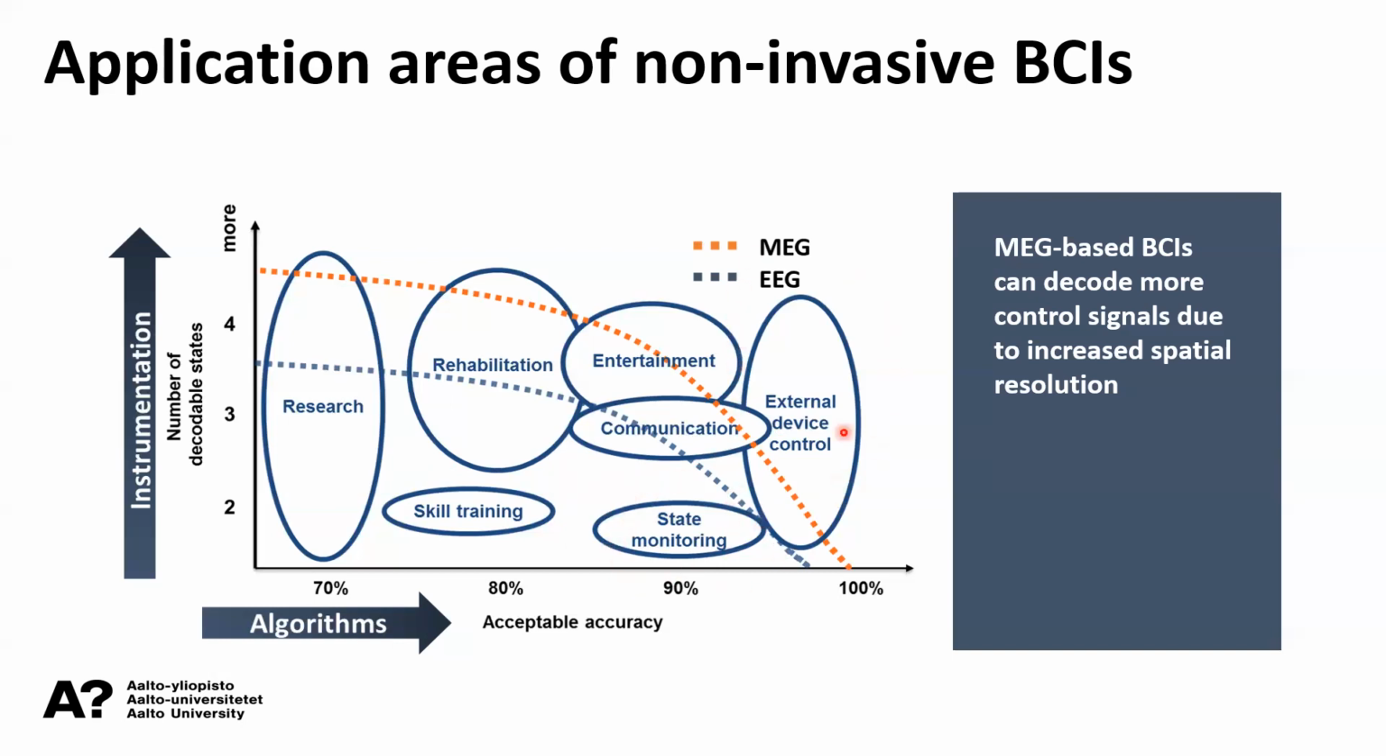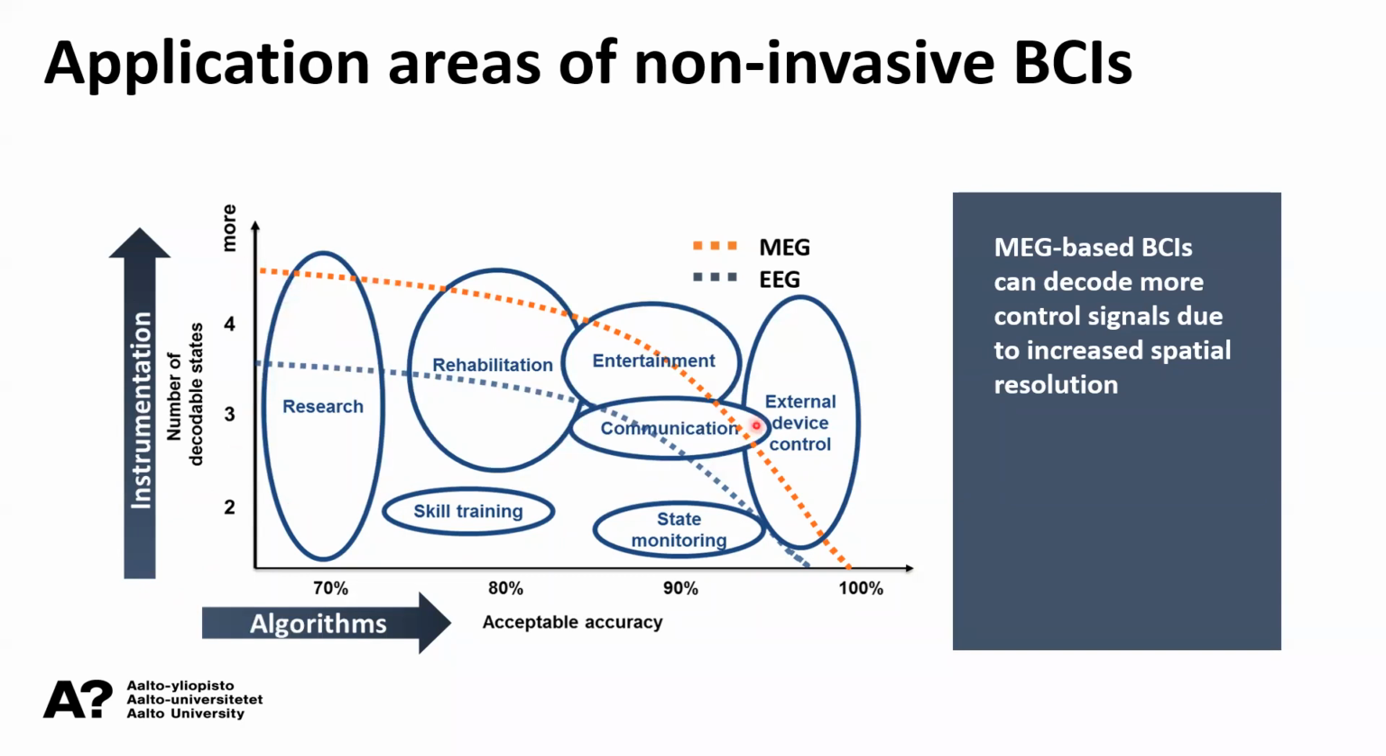And external device control is maybe a bit out of reach of modern non-invasive technology, because as you can see, on the y-axis is the number of states that we can robustly detect or decode from the brain activity using measures from electroencephalography. The acceptable accuracy in research just has to be above what we call the chance level. It doesn't have to be perfect. Then for external device control, again, the stakes are quite high, and the decoding accuracy has to be as high as possible, pretty much. But this is about the state of the art.